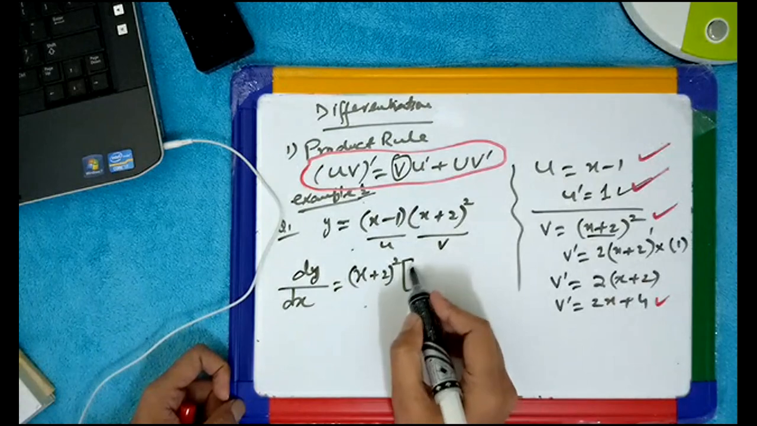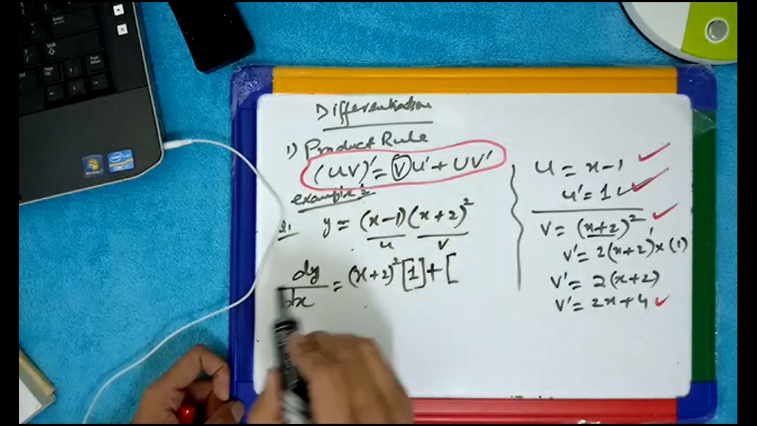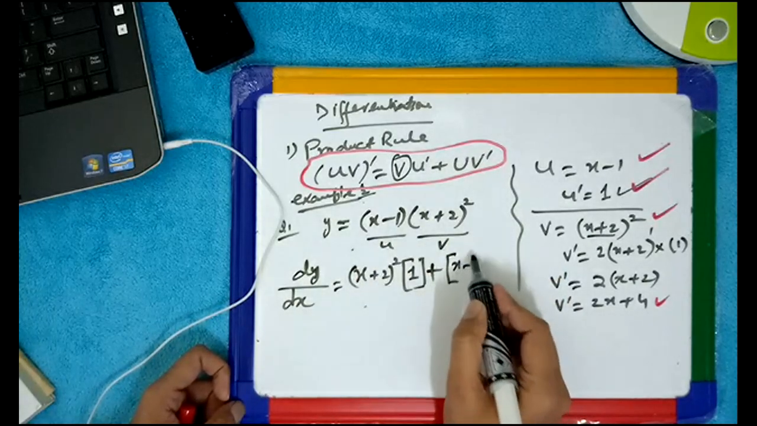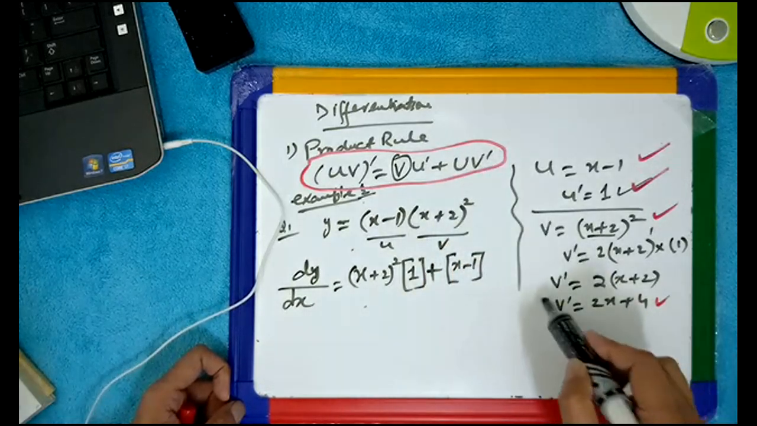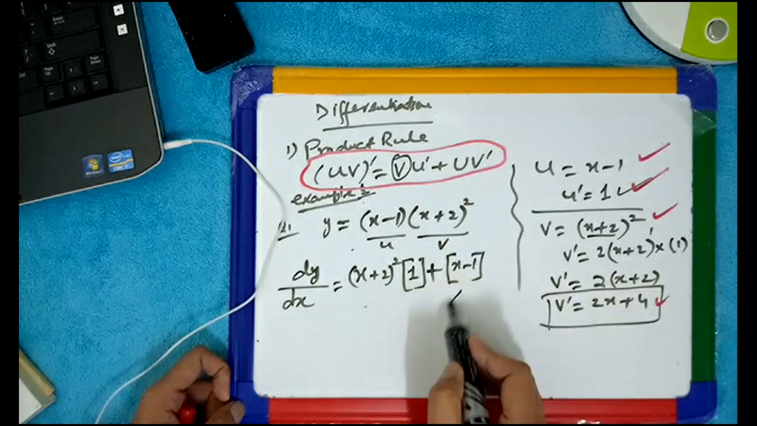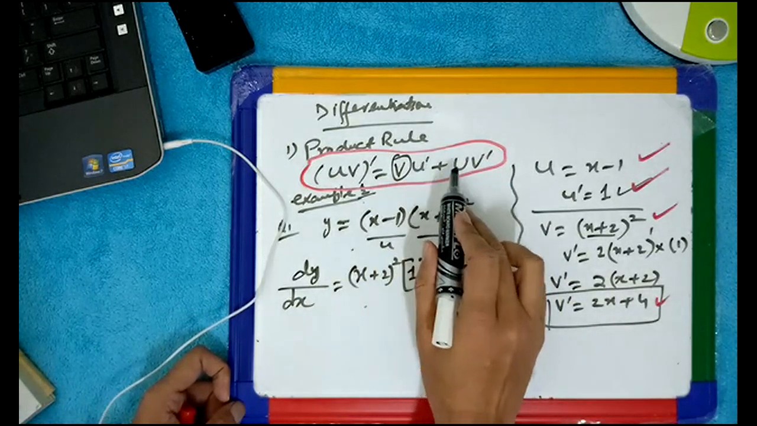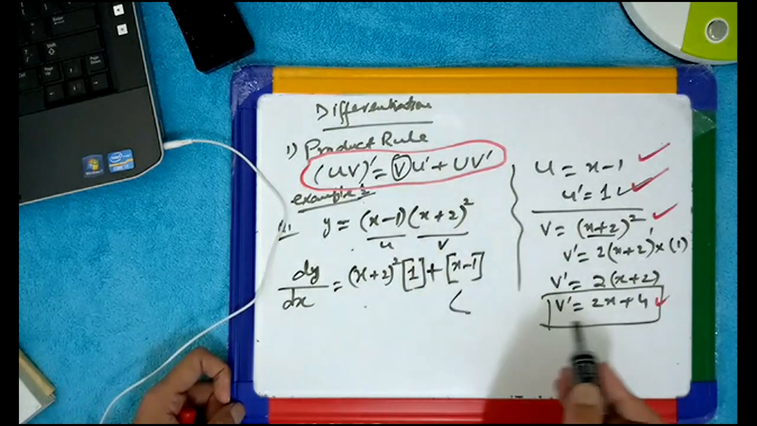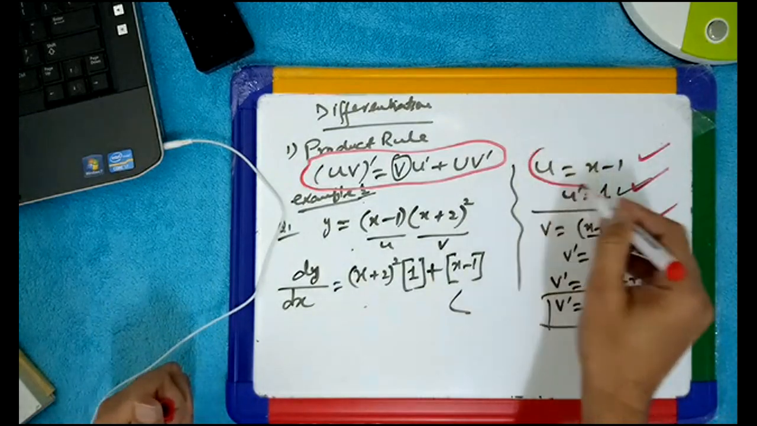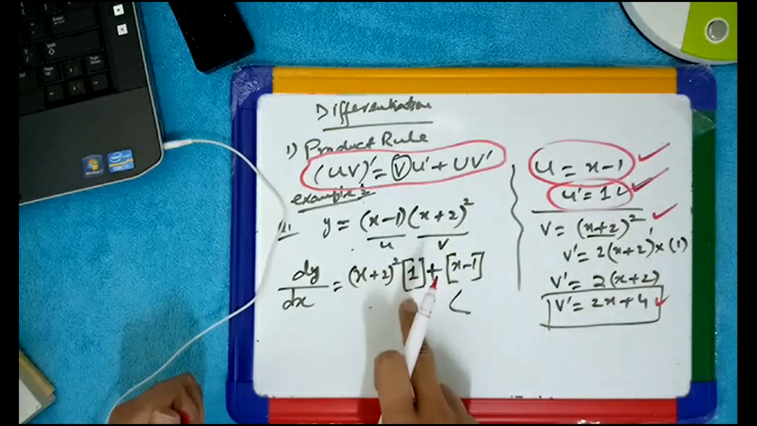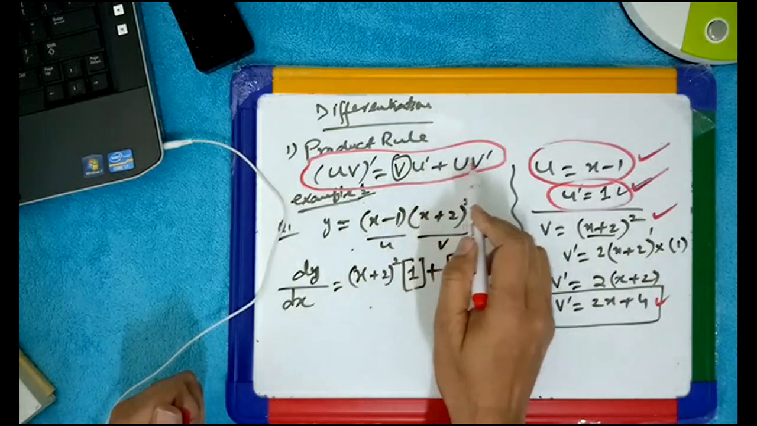Got it? Plus, now u is basically x minus 1, and now v dash. V dash is this one. So I will copy this one. All four values I will copy in this formula: v u dash plus u v dash. Only copy, whatever you found, these four values. Do you add them together or multiply? Multiply with the formula. First two multiply, second two multiply, in between add.